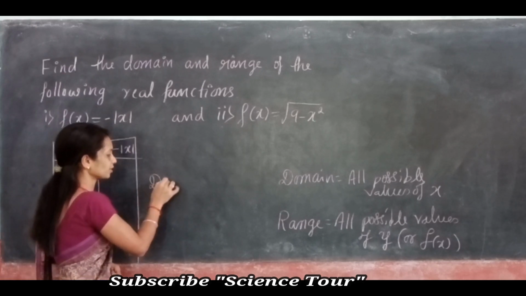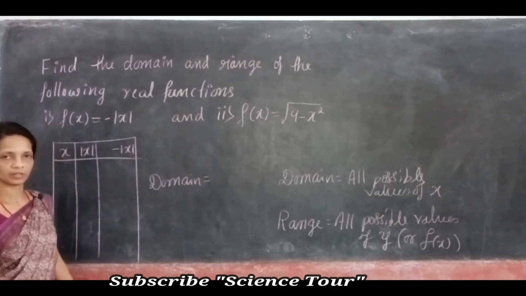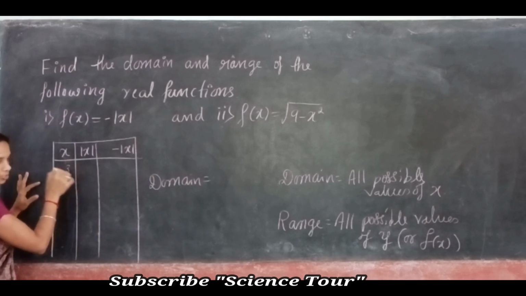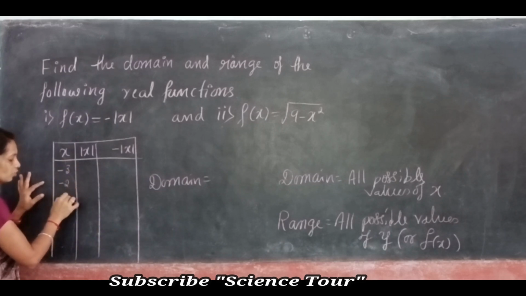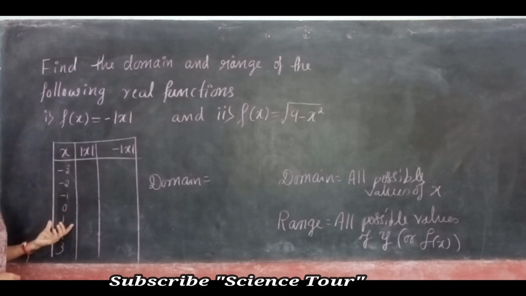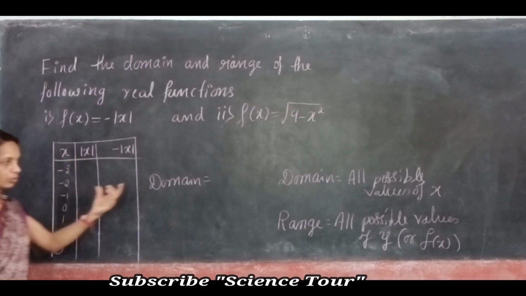So what is the domain? Domain is the collection of all possible values of x, right? I said that for x you can give any real number values. In the x column you can write any real numbers: minus 3, minus 2, minus 1, 0, 1, 2, 3. Here I have taken some integers, but I can take any real numbers, minus 3.1, minus 3.2 or minus 2.5, any real numbers you can consider in the x column.